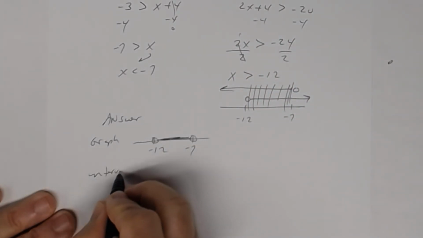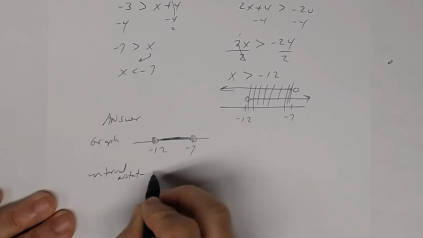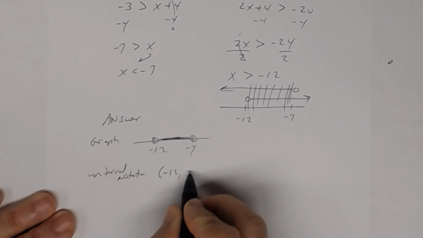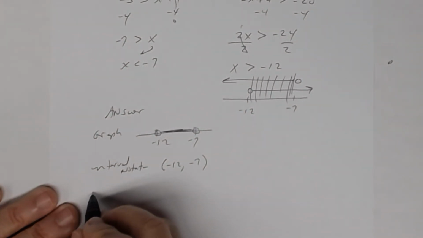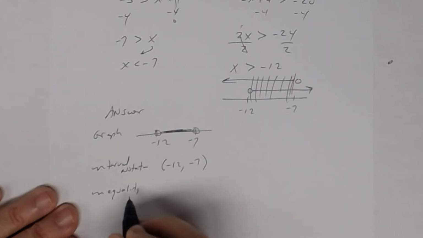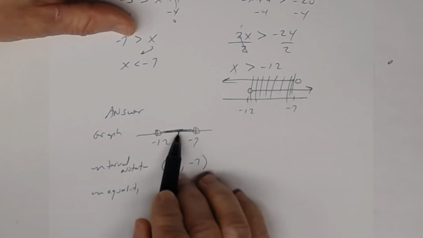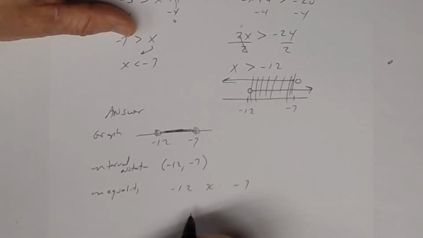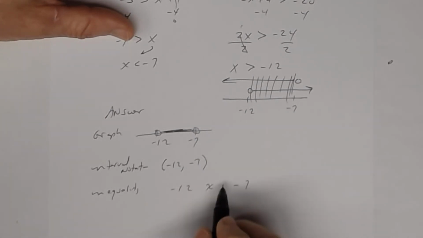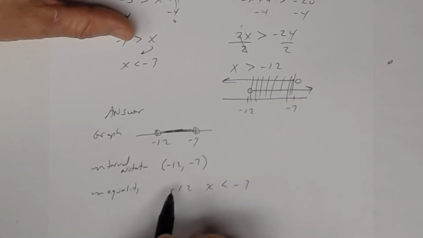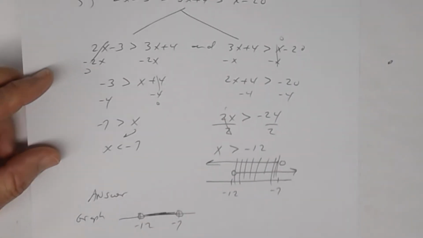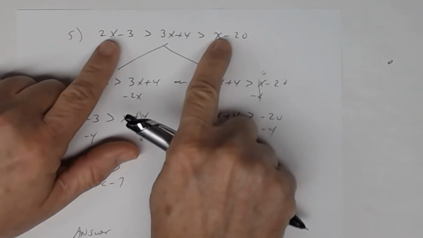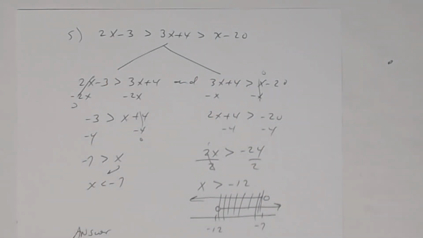Your interval notation will be parentheses -12 all the way to -7 parentheses. And then your inequality, just make sure you write that correctly. Your inequality says that all your solutions are between these two numbers. So you have -12, -7, you have x in the middle, and then you put the inequality symbol. So x must be less than -7, and at the same time -12 must be less than x. And that's it. You cannot use a shortcut here because the variable terms on the outside are not the same.